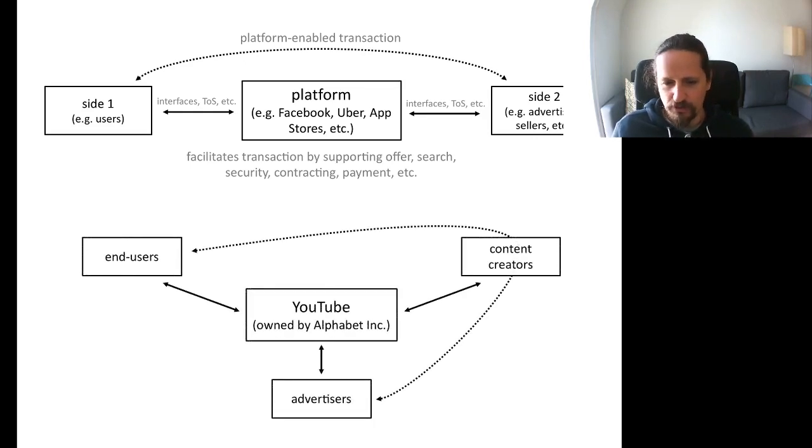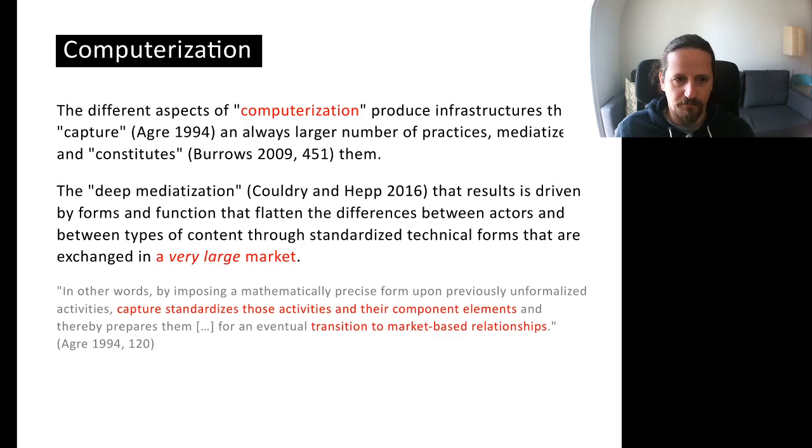So one could look at YouTube through this very schematic diagram as maybe a three-sided market where we have end users on the one side, content creators on the other, and advertisers on the third side, and advertisers place ads on contents in order to reach end users. So this is maybe something to keep in mind, this very schematic overview, and I'll be coming back to that again.